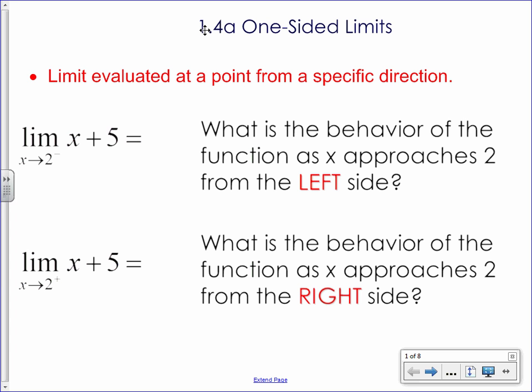Okay? So you see how this has the limit as x approaches 2 with a negative superscript? That means what is the limit from just the left side? Can you see that negative superscript? And then the limit as x approaches 2 with a little positive sign for a superscript. That means we're looking at the right side only.